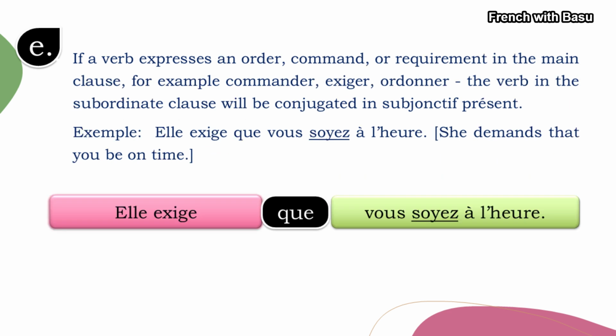E. If a verb expresses an order, command, or requirement in the main clause, for example, commander, exiger, ordonner, the verb in the subordinate clause will be conjugated in subjonctif présent. Elle exige que vous soyez à l'heure.